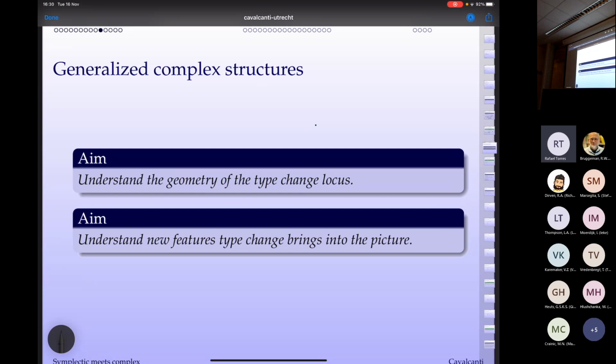We'd like to understand better the geometry of the type change locus, this place where it goes from symplectic to complex, or the place where it becomes different, where it doesn't have homogeneous behavior anymore. And I would like to understand also the new features that you get once you do this. So which new features you get on these generalized complex manifolds that were not there before.